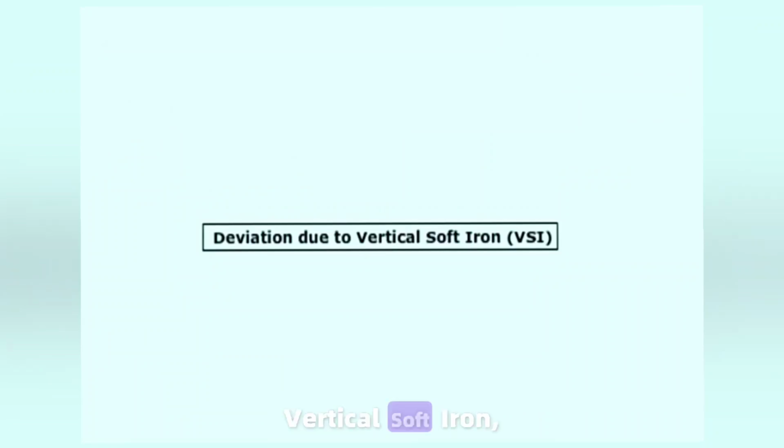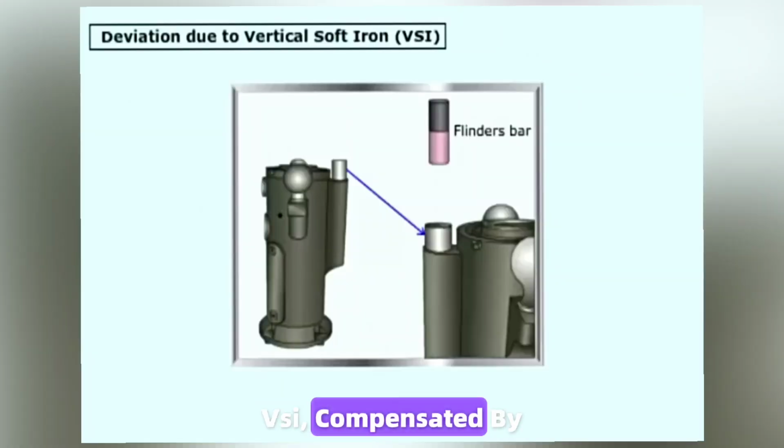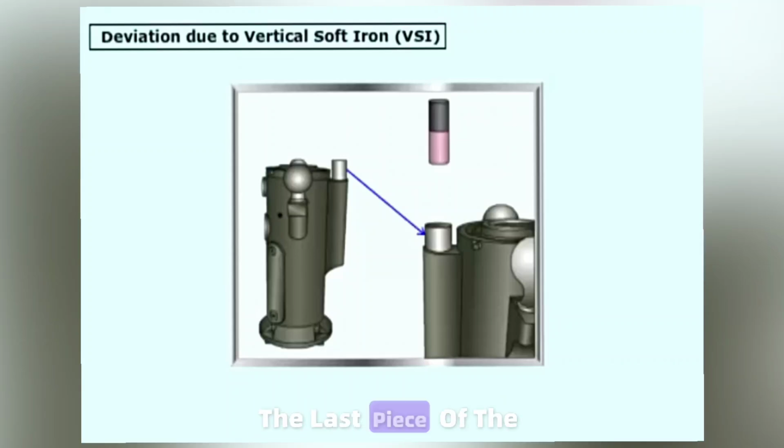Deviation due to vertical soft iron, VSI, is compensated by the VSI Flinders Bar. The amount of VSI for the Flinders Bar is estimated based on experience. For this reason, the VSI comes in various sizes. The last piece of the VSI must be in line with the compass.